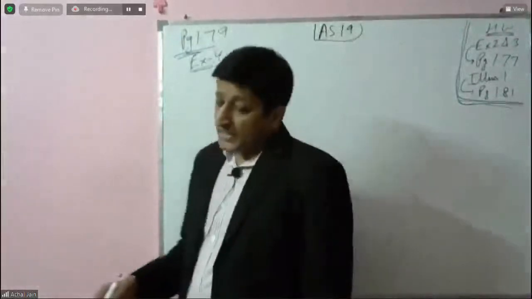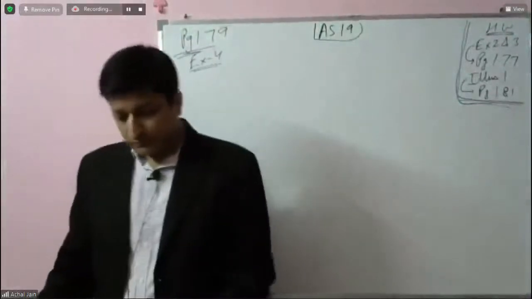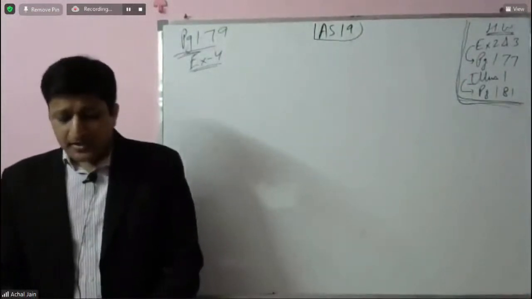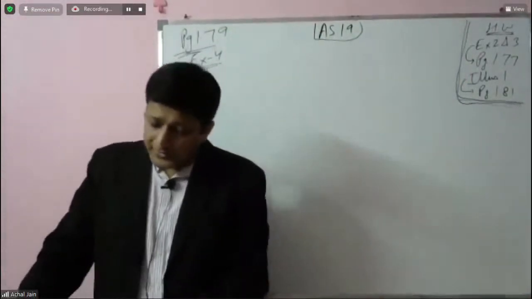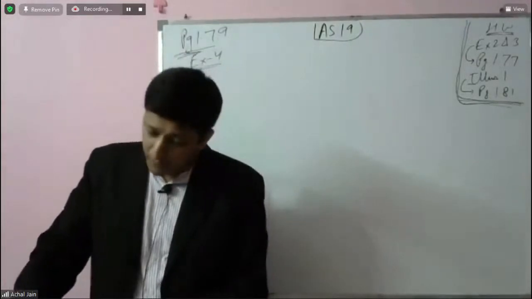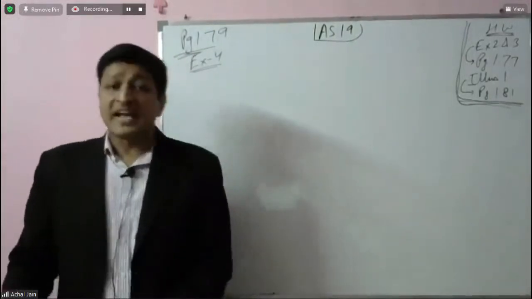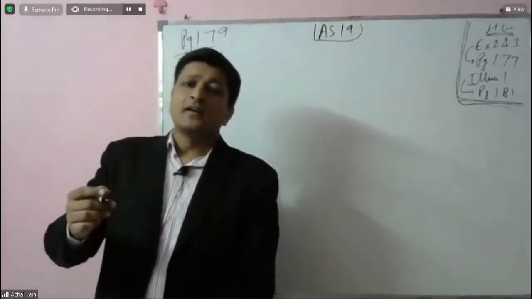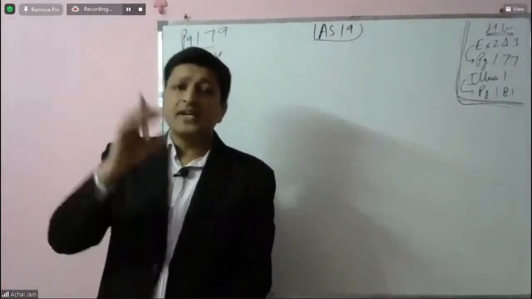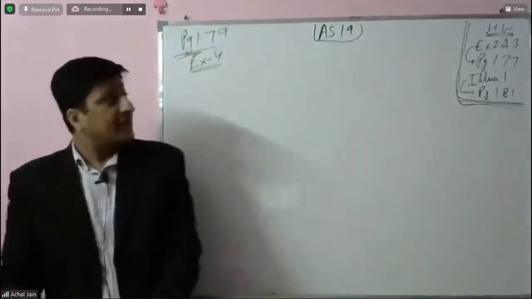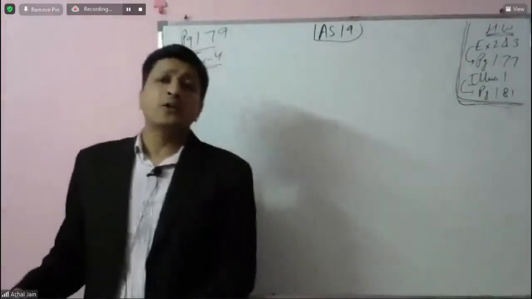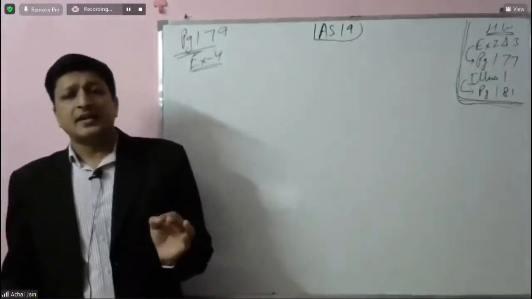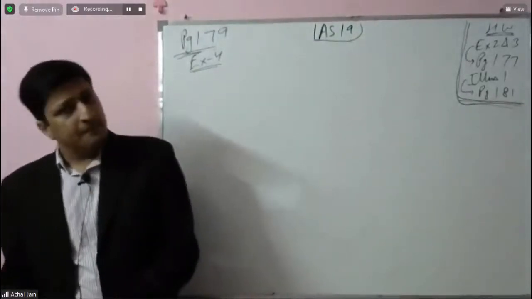Okay. If you go to example number 2, facts are quite similar to the facts given in example number 1, except that the implicit rate is given in example number 2. In example number 1, you were required to compute this. In example number 2, the interest rate is given in the question.